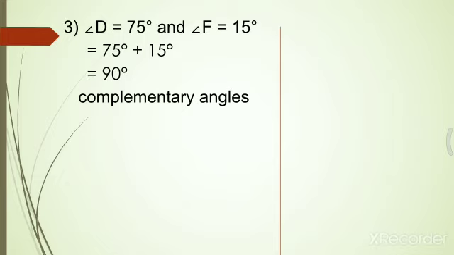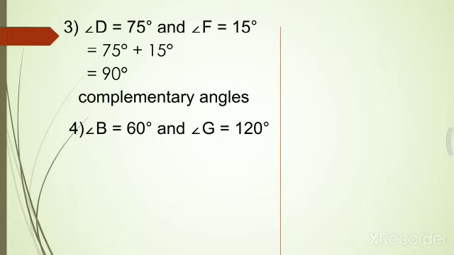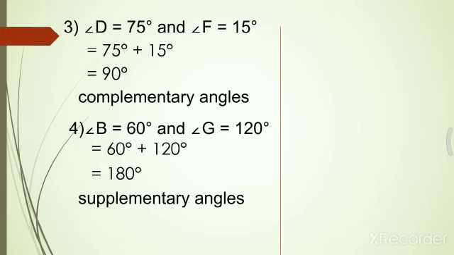Clear? Now next pair we will take, that is angle B and angle G. Measure of angle B is given 60 and measure of angle G is given 120. So what you have to do, you have to add the measure of two angles. So if you will add 60 with 120, what you will get? You will get 180. So angle B and angle G make which pair? Angle B and angle G make the pair of supplementary angles. Why? Because the sum of two angle is 180 degree.